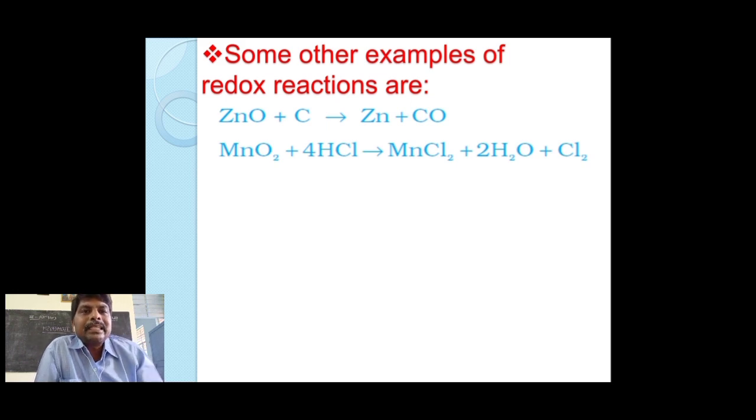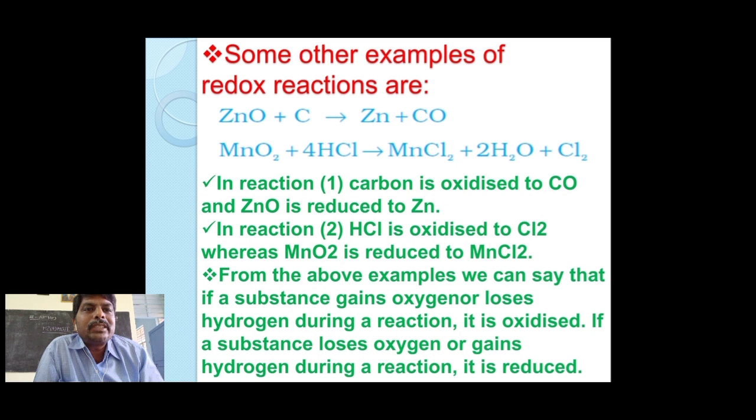In that case, ZnO is converted into Zn. Removal of oxygen takes place. Removal of oxygen means reduction. So ZnO is reduced. That means ZnO acts as oxidizing agent.